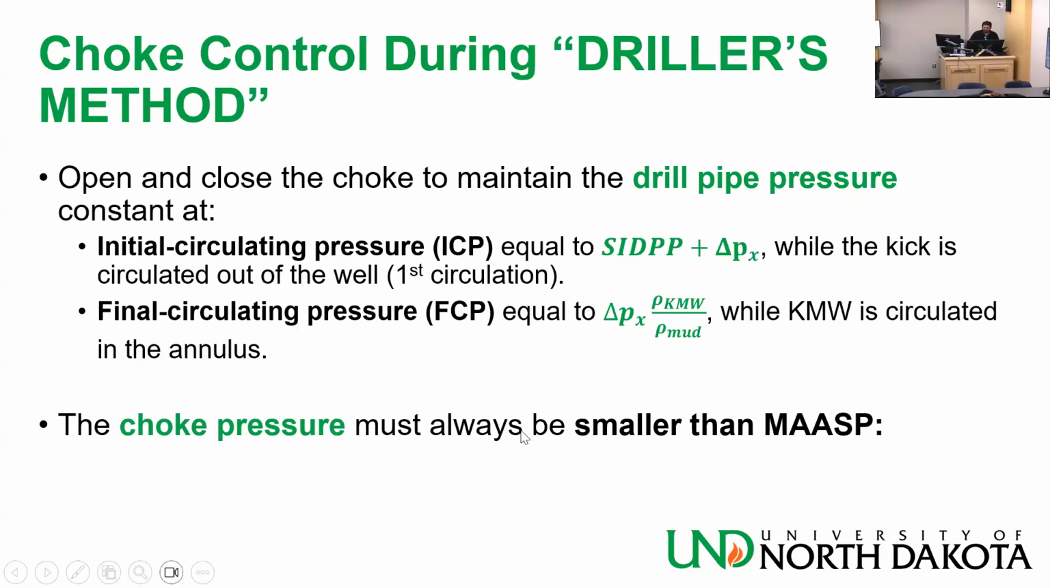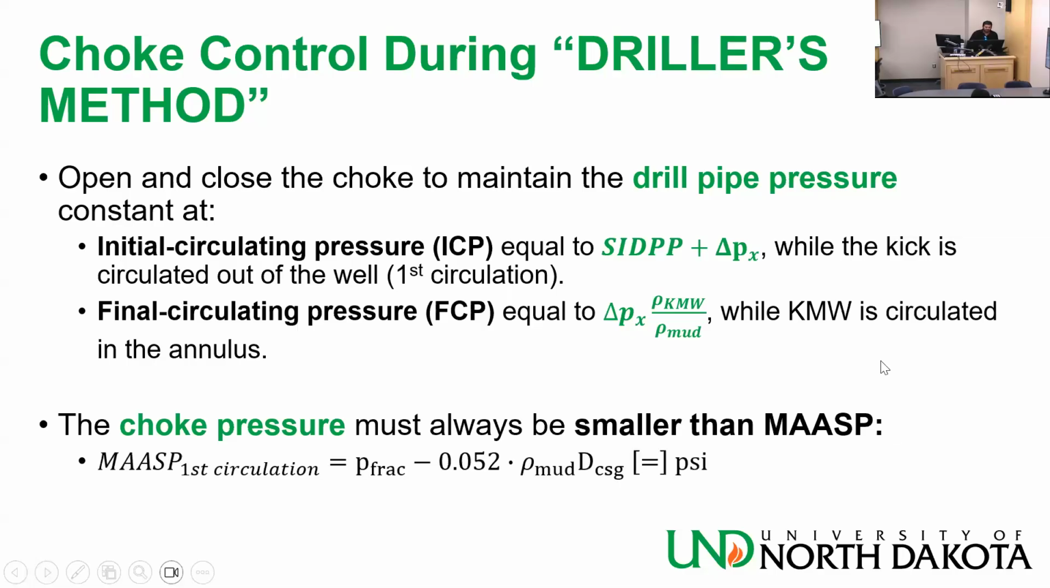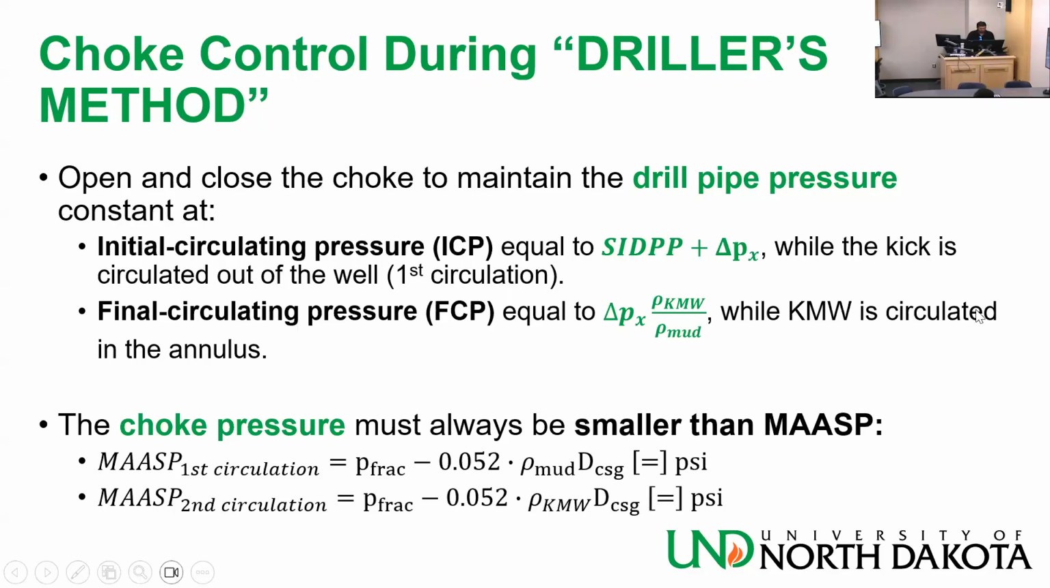The choke pressure must always be smaller than MASP, otherwise you get an underground blowout. For the first circulation, the MASP is that. Actually, this is wrong. I have a mistake here. For both circulations, the MASP is the same.